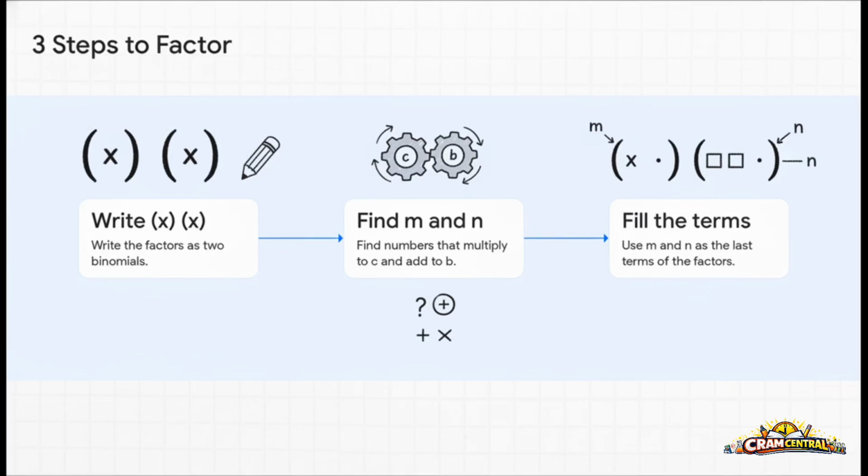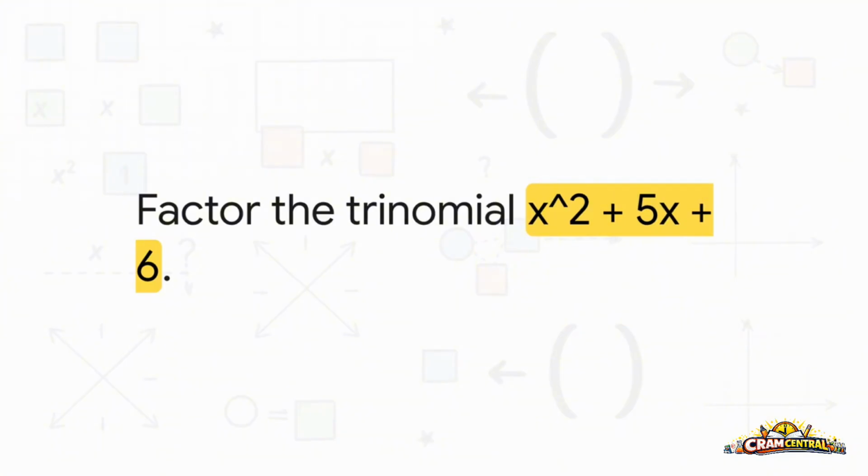All right, so here's your foolproof 3-step blueprint. Step 1, you set up your workspace by just writing out two binomials with an x, exactly like you see here. Boom, easy. Step 2 is where the actual puzzle solving kicks in. You've got to find two numbers that multiply to give you your c term, but, and here's the catch, those exact same numbers must also add up to give you your b term. And step 3, you simply drop those winning numbers right into your workspace. Done. Let's actually apply that blueprint to our very first target, x squared plus 5x plus 6.